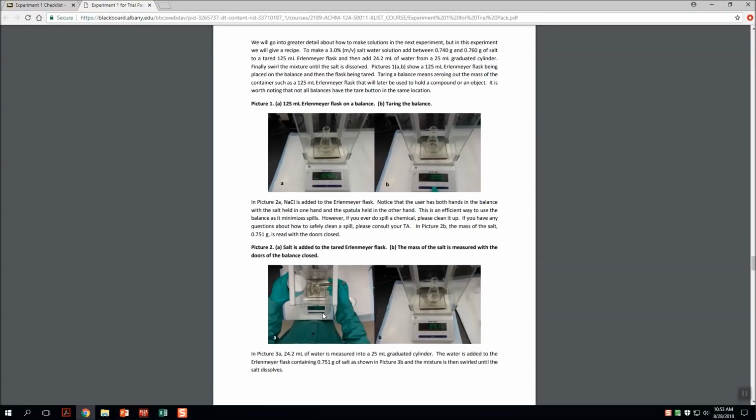So you can see, I think this was actually me, here, adding the salt to the flask. Notice I have my left hand over here to hold the chemicals, and my right hand, I'm right-handed, over here to hold the spatula. This helps minimize spilling. So I'm going to add 0.74 to 0.76 grams. You'll notice I added 0.751 to the tared flask.